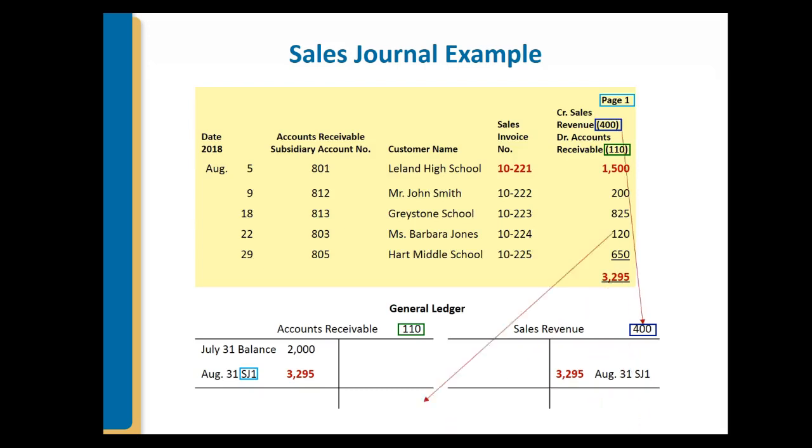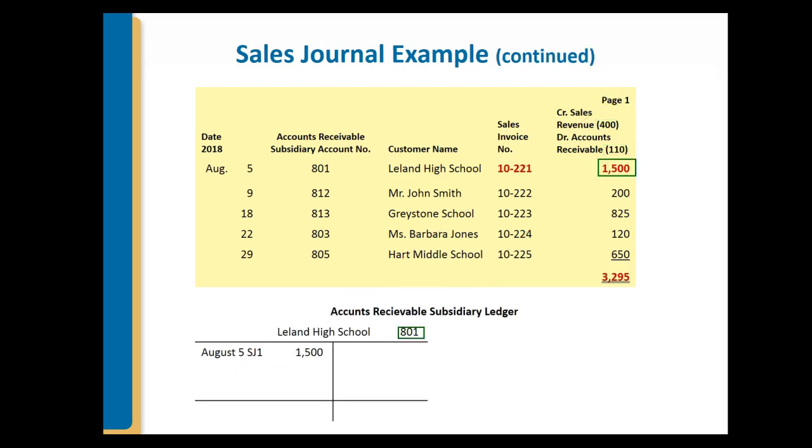So as you see here, during the month of August, the company made 5 credit sales totaling $3,295. This amount is posted as a debit to the accounts receivable control account, account number 110, and a credit to the sales revenue account number 400. The reference SJ1 refers to page 1 of the sales journal.